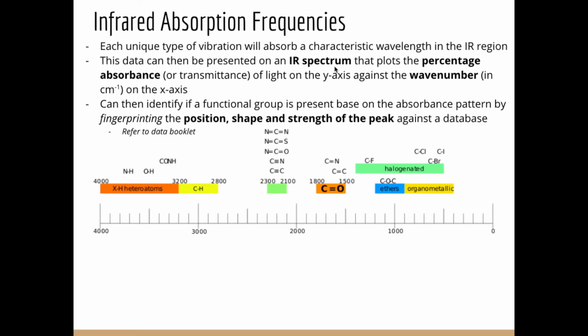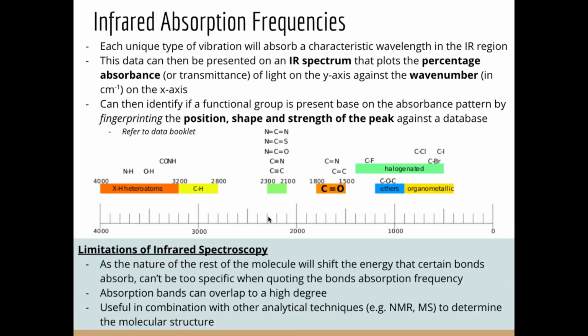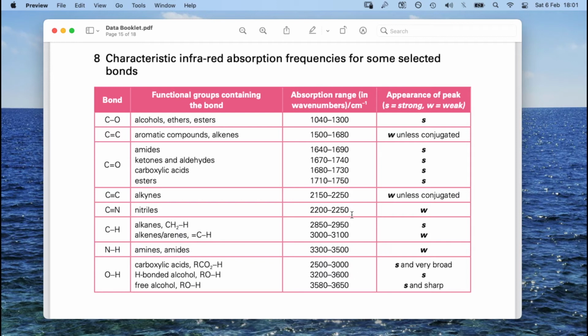Now before we look at a spectra, let's just discuss some of the limitations here. IR does have a number of limitations, as the nature of the rest of the molecule will shift the energy that certain bonds absorb. We can't be too specific when quoting a bond's absorption frequency. So that's why we have these ranges. And some of these ranges can be quite large, 1040 to 1300.